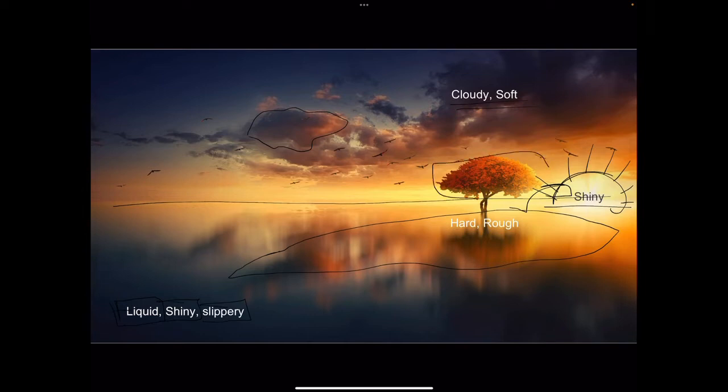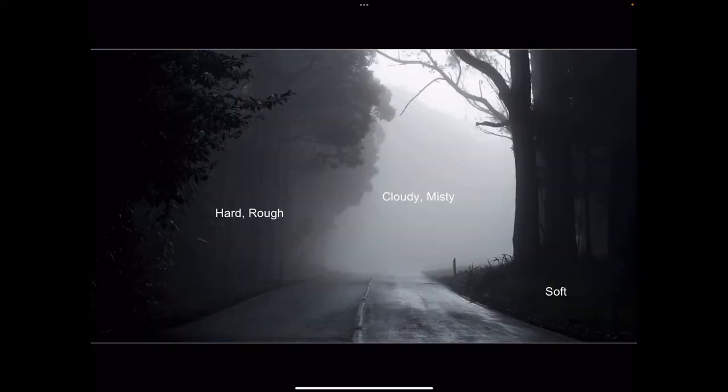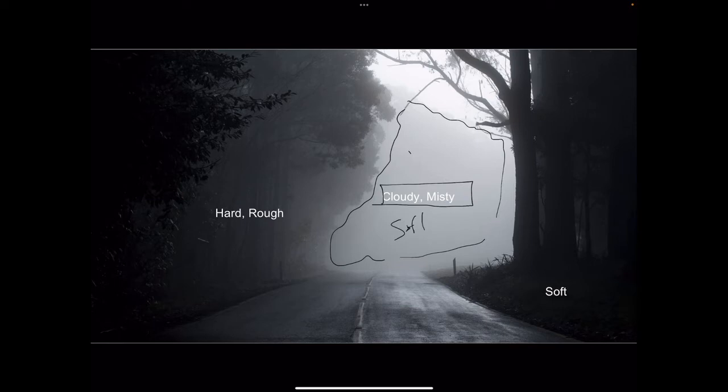And here we have a tree, and we know tree with wood is hard and rough. In this picture, we know it's cloudy and misty and foggy, okay? We cannot see clear objects here. We know there is a cloud here. We know clouds are soft, okay? And here is grass. Grass we know is soft. And here are the branches of a tree. It's wood, it's hard and rough.